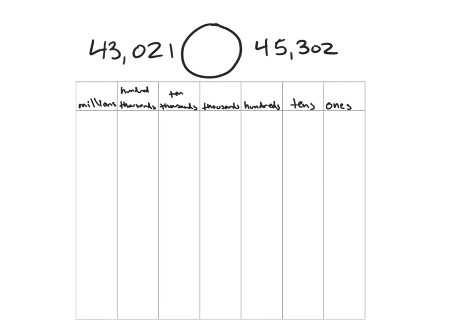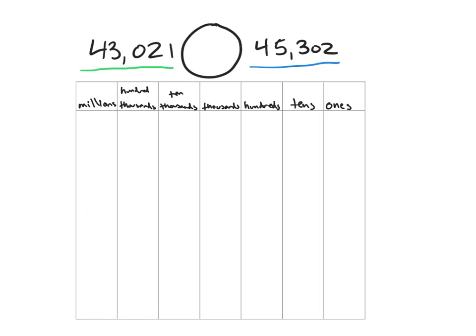In this problem, we're going to be comparing 43,021 and 45,302. So the last problem I used discs to compare. This time I'm just going to use digits. I'm still going to use two different colors to represent each number though. I'm going to use green to represent 43,021 and blue to represent 45,302.